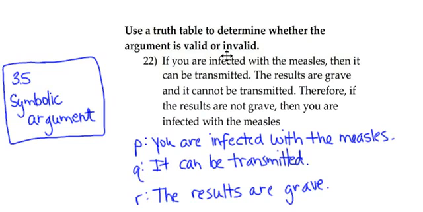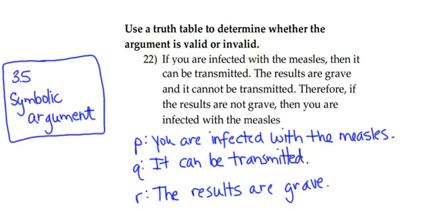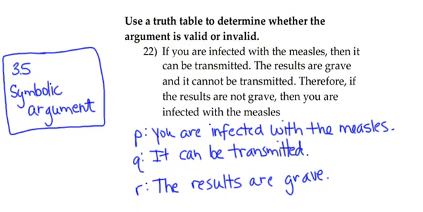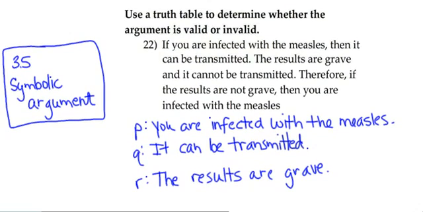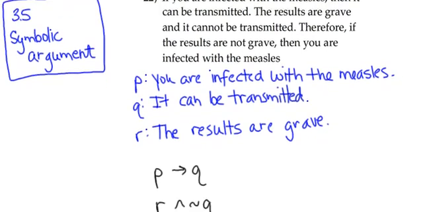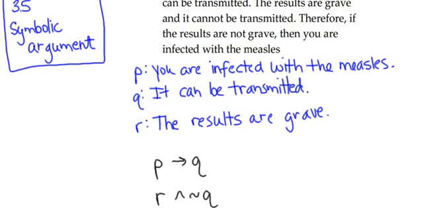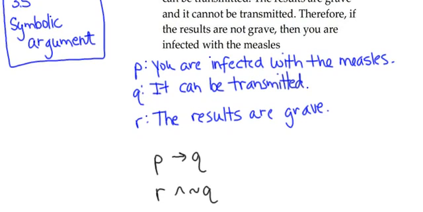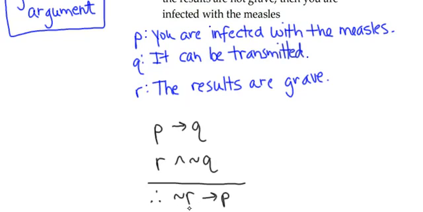So now let's translate these sentences into symbolic form. The first sentence, if you're infected with the measles, then it can be transmitted, would be if P then Q. The results are grave and it cannot be transmitted would be R and negation of Q. Therefore, if the results are not grave, then you are infected with the measles. So therefore, if negation R, then P.